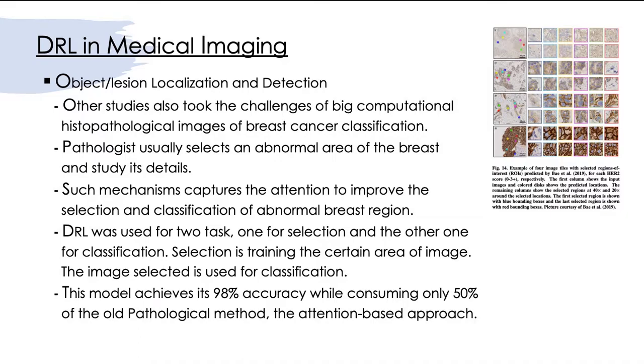So DRL was used for two tasks, one for selection and the other for classification. They improved this pathological process using DRL, where selection is training on a certain area of the image. The selected image is used for classification. This model achieved 98% accuracy while consuming only 50% of the old pathological method, the attention-based approach. So it reduced the selection process to 50%.